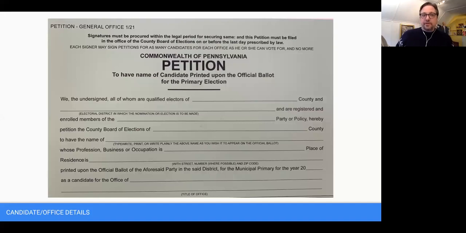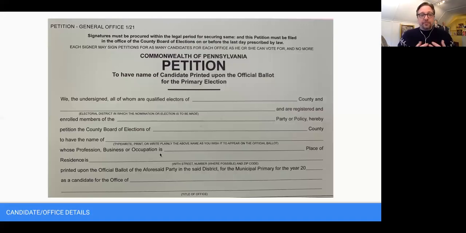A lot of times the form that you fill out will ask you what your occupation is as well. This doesn't have to be your specific job title. It's a general statement of what your occupation is. And so if you are a teacher, it doesn't have to say third grade teacher. It could just say educator or teacher. You can be somewhat generic in your occupation there, as well as your place of residence.